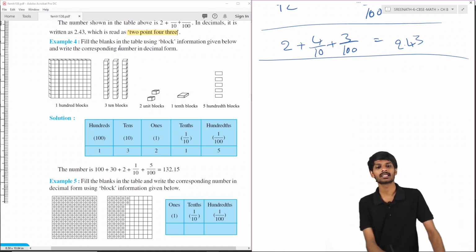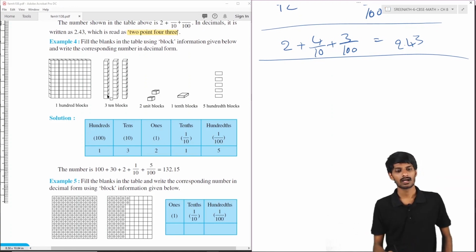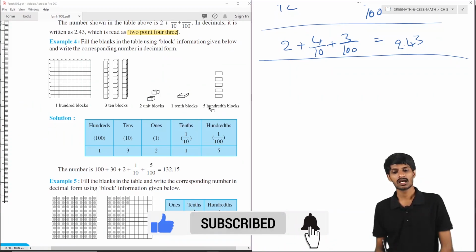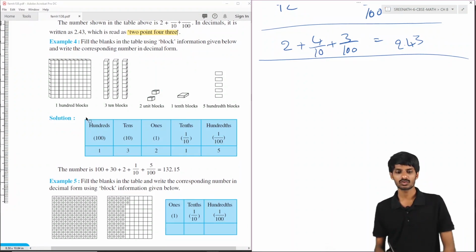Fill in the blanks in the table using the blocks information given below and write the corresponding numbers in decimal form. There are 100 blocks, and each block has 10 boxes. There are 10 blocks, and there are unit boxes. How many unit boxes? 2 unit boxes. And there are 1/10 boxes. How many 1/10 boxes? And there are 100 blocks, and how many are there? 500 boxes, 100 box.